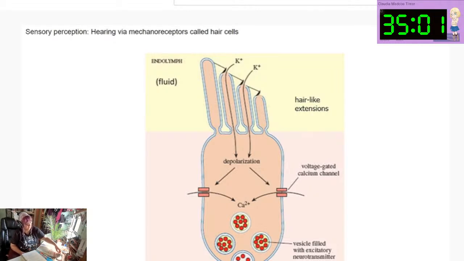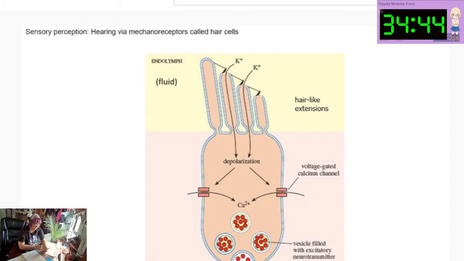So the receptor cell, like we can see here, has hair-like extensions, and it's these extensions that respond to the vibrations caused by sound waves. So in our inner ear, in our cochlea, is some fluid, which we can see depicted in yellow here. When sound waves travel through our ear and reach the inner ear, they cause this fluid to move in a wave-like fashion. And this movement of fluid bends the hair cells in one direction or the other.